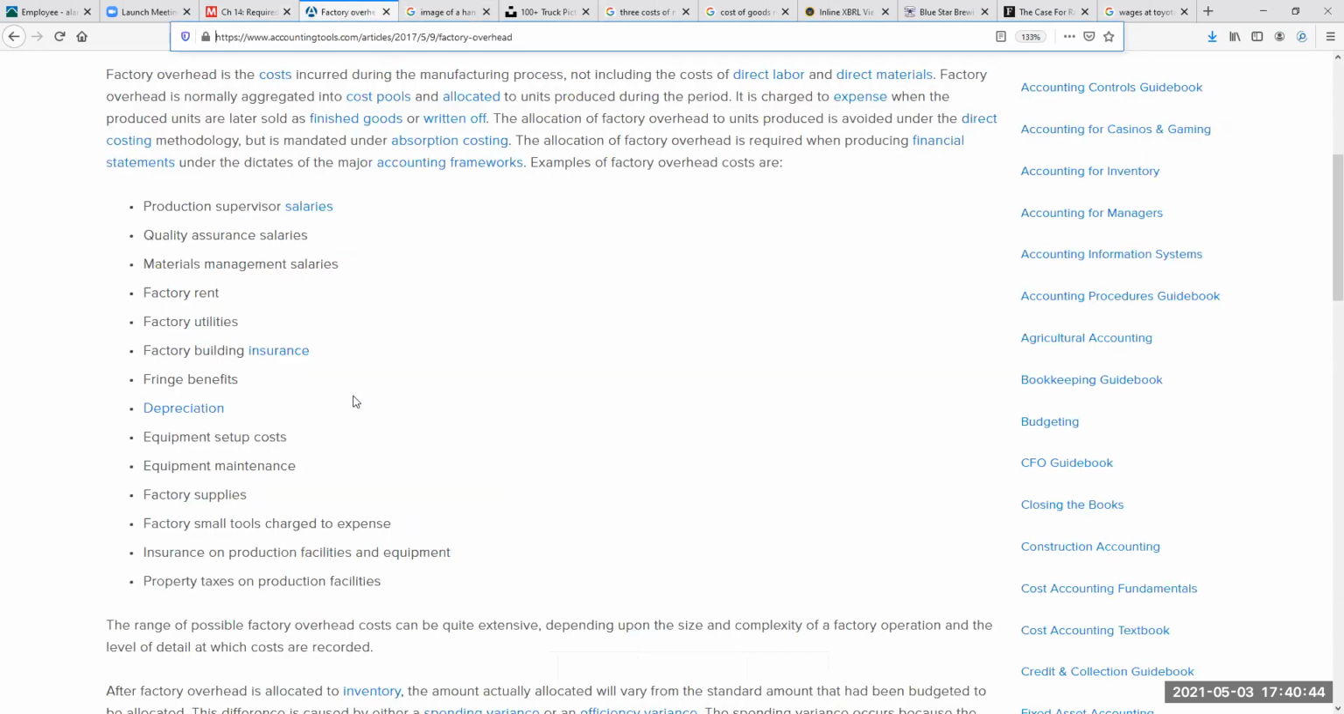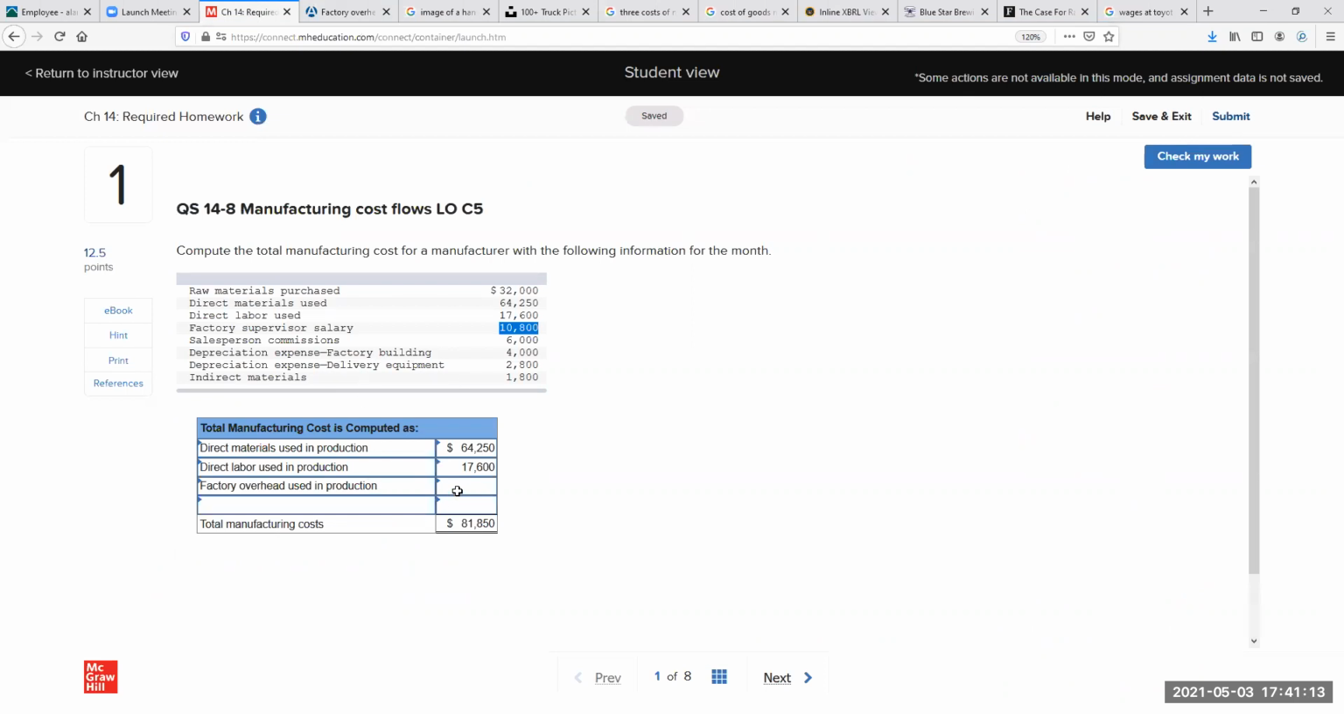Well, here's a nice list of factory overhead costs. Production supervisors, quality assurance people, materials management people, the factory rent, the factory utilities, the factory building insurance, fringe benefits, the factory depreciation, equipment setup, equipment maintenance. So insurance, property taxes, all these are factory overhead, and they're more indirect. So these are things that are indirectly involved in the manufacturing.